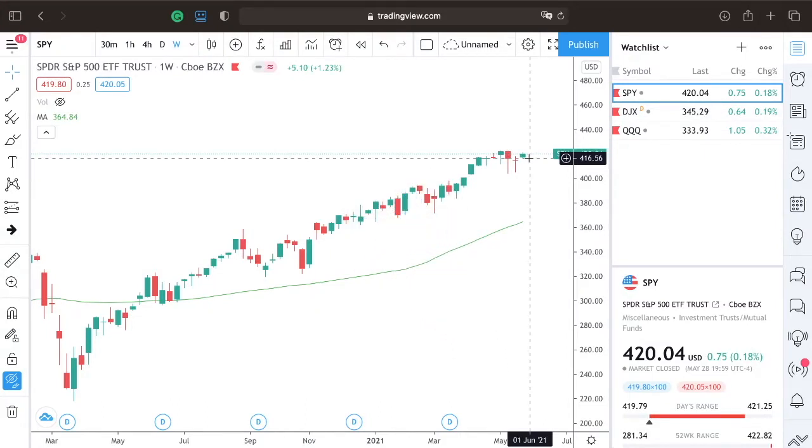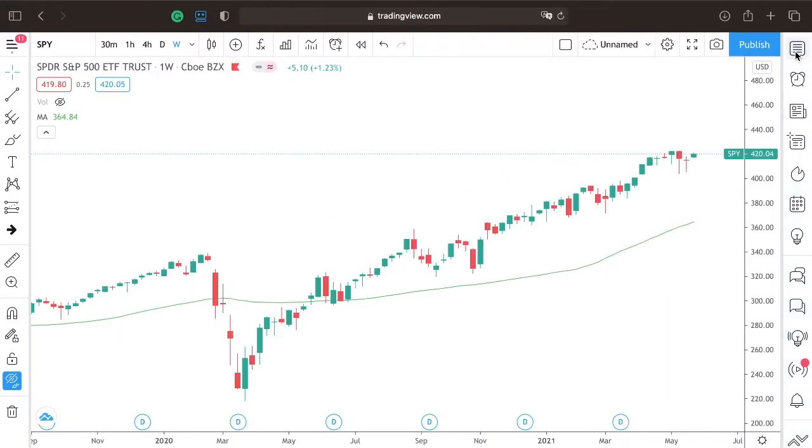Okay, so we'll begin with the S&P 500 followed by the Dow Jones and then the Nasdaq. So for the S&P 500, we see that the S&P 500 has been trading sideways for the past couple of weeks, as indicated on this side of the chart over here. This pause in the price of the S&P 500 over here came on the back of the huge price rise of the S&P 500 in the past couple of months.